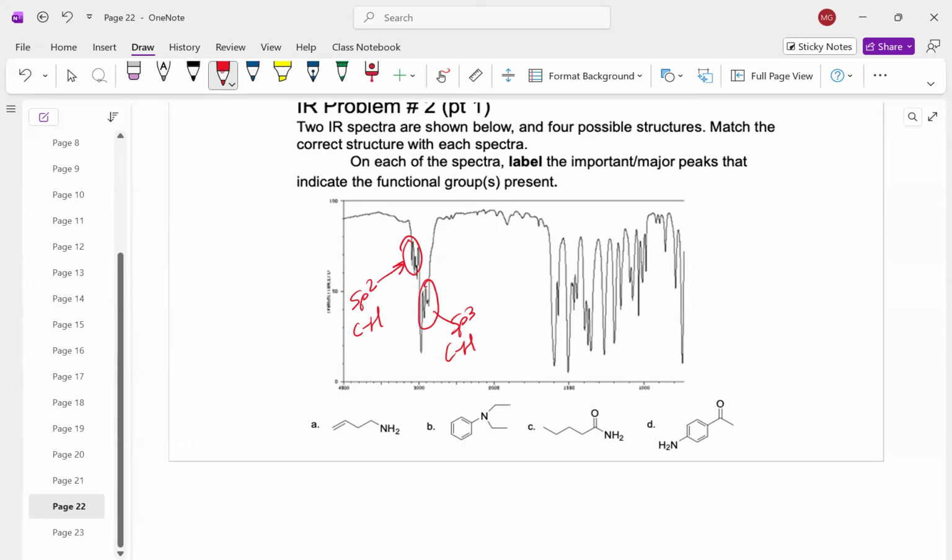Do I see anything in the triple bond region? Yeah, nothing in the triple bond region. No carbon-carbon or carbon-nitrogen triple bonds. Now I'm going to go to my double bond region. I see some signals there, right above 1,500 to about 1,600. What do you think those represent? Those are carbon-carbon double bonds. And maybe these here represent the combination bands. Maybe there's a benzene ring.